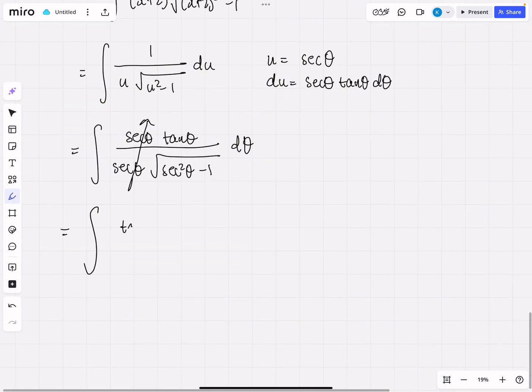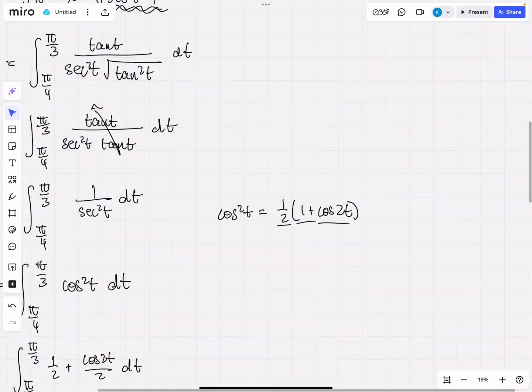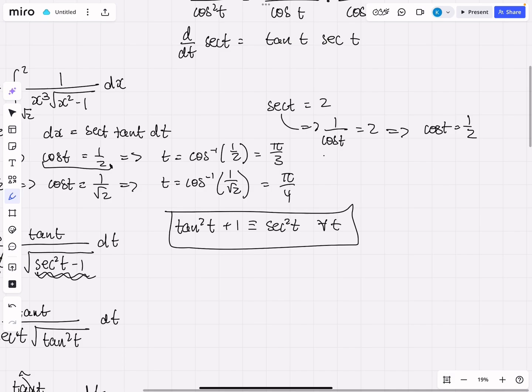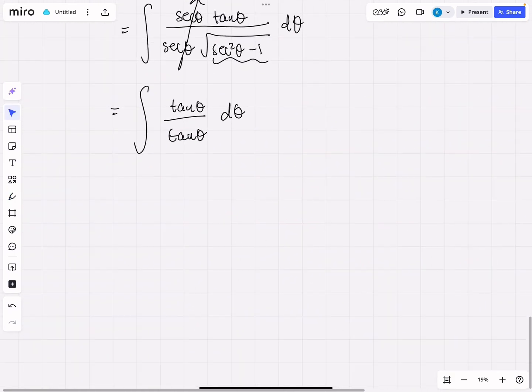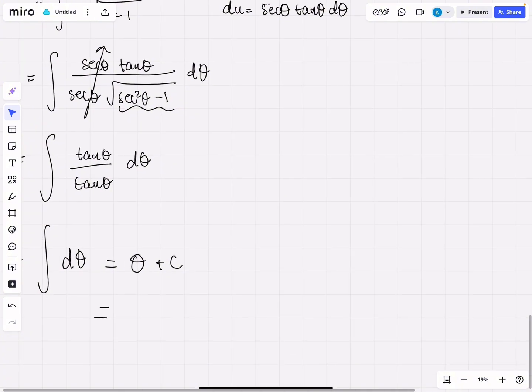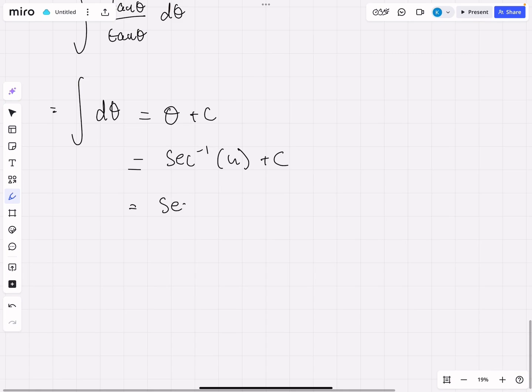Oh, but look here, I'm going to have tan theta over tan theta d theta because of what we said up here. So this is just going to become the integral of 1 essentially, and that is pretty easy. That's just going to be theta plus our constant of integration. But what is theta? Well, theta is sec inverse of u. But what is u? u is x plus 2. And that is our answer for part II.